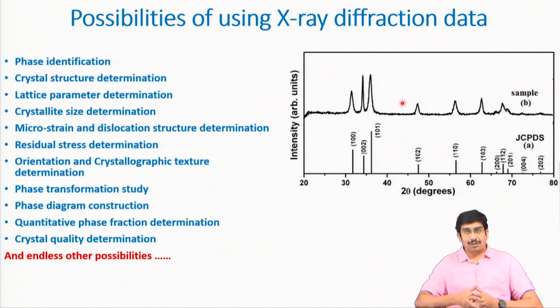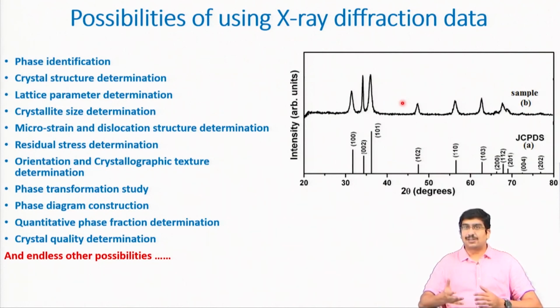You can determine the microstrain. You can go to another stage and determine the dislocation structure of the material, again from these high end methods. You can use some very simple methods known as the Williamson-Hall method, or you can go for very high end methods like MWP, CMWP, all of these methods.